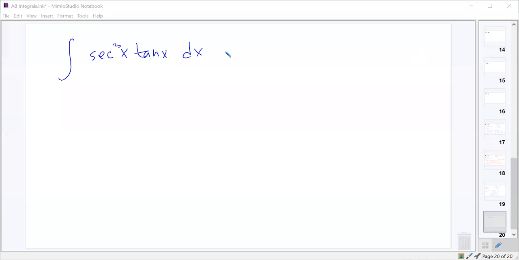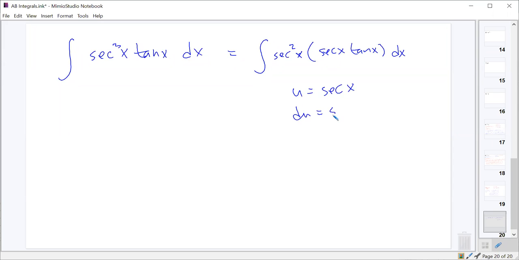Okay, so for this one, you can't let u equal tangent x, because then du is secant squared and you're just left with this random secant sitting around, which is a problem. So we need to recognize that this one looks better like this: secant squared x times secant x tangent x dx. And that way we can let u equal secant x with du being secant x tangent x dx. And we can get rid of all of this and then replace this with just a u squared.